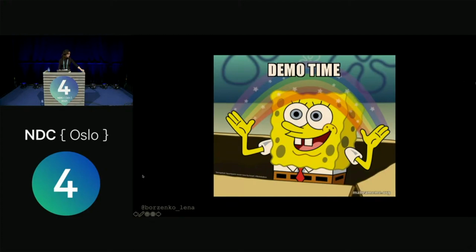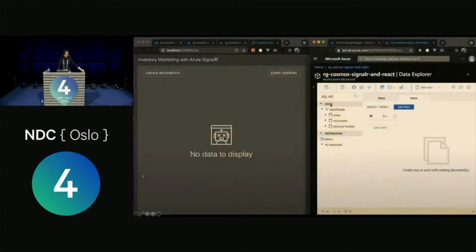But in general, this is how the application looks like. There are just two buttons: to create the movements, to generate some random movements, and start interval should basically simulate that movements are happening in real time in our warehouse. So basically the collection of movements with a higher load of data.